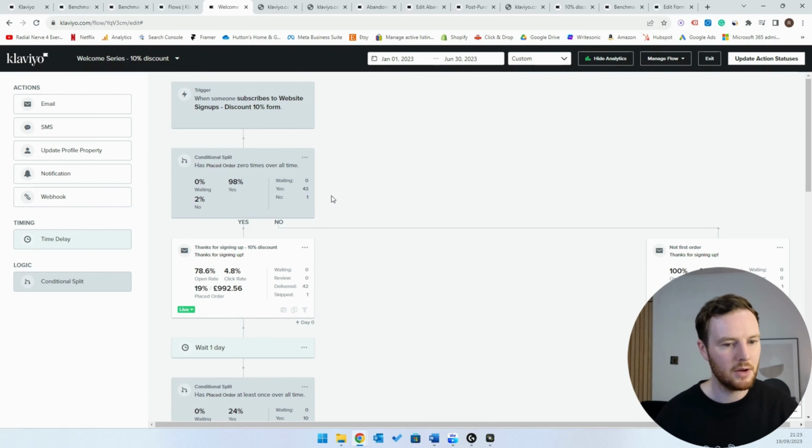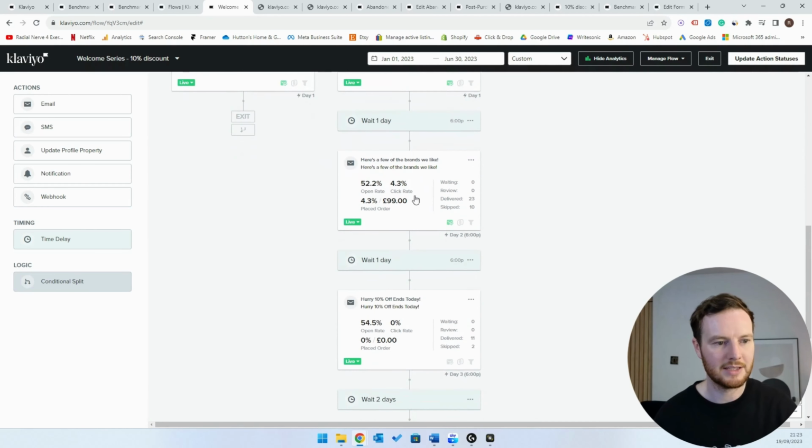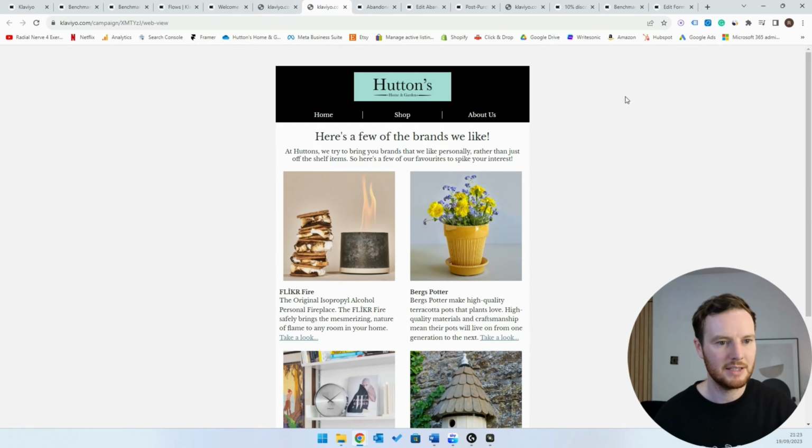But yeah, so now you've got a bit of insight into that. Let's have a look at that email, the one that's doing £99. That is this email. And again, it's just giving you a bit of background to what the emails look like. And for the customer, this is just highlighting some of the brands that we did to drive some sales.